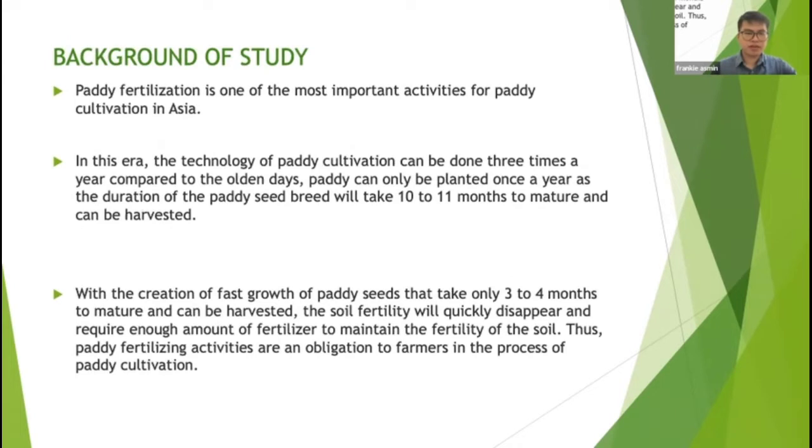For the background of study, paddy fertilization is one of the most important activities for paddy cultivation in Asia. Normally, paddy cultivation can be done 3 times a year, which only takes 3 to 4 months for paddy to mature and be harvested. So to maintain the paddy fertility, enough amount and even distribution of fertilizer is required. Our aim is to design and create fertilizing tools that are affordable and convenient to farmers, called paddy fertilizing tools.